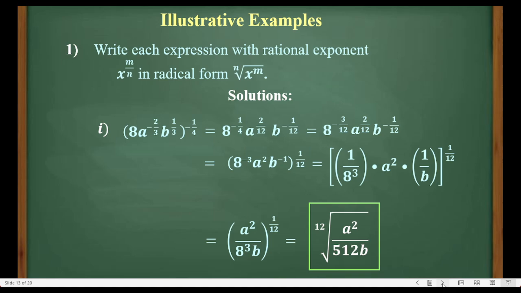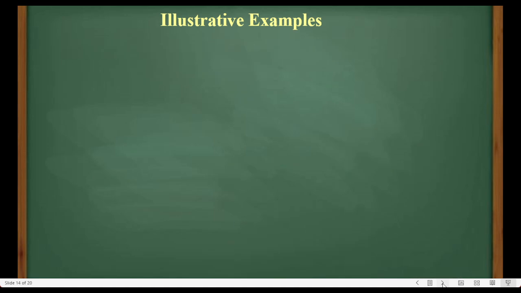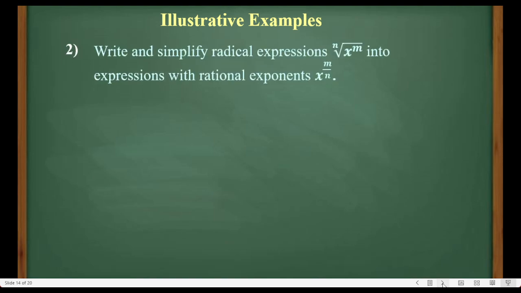Okay, next. I think we're done with the first set of writing each expression with rational exponent as radical expressions. So, for our next presentation, we will have the other way around. This is the second set of examples. In this next set of examples, what we're going to do is write and simplify radical expressions in the form nth root of x to the m into expressions with rational exponents whose form is x raised to m over n. So, we do this vice versa. It's just the reverse of the first set that I discussed a while ago.